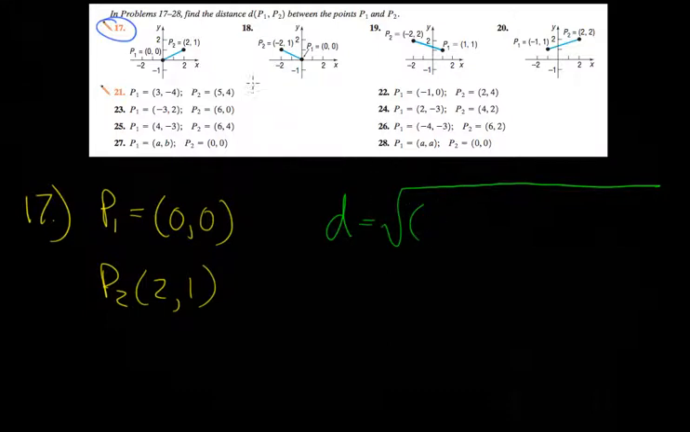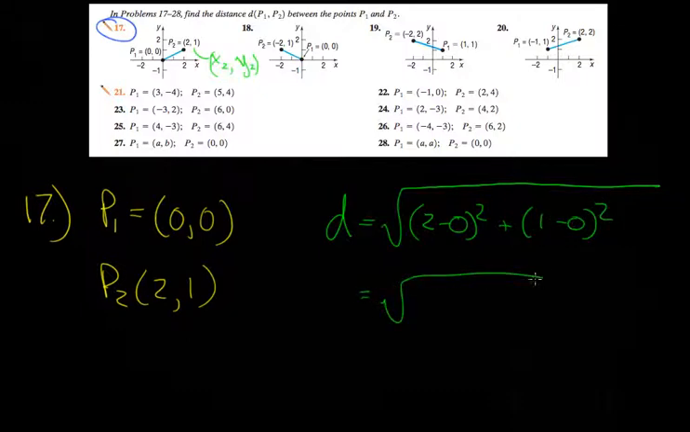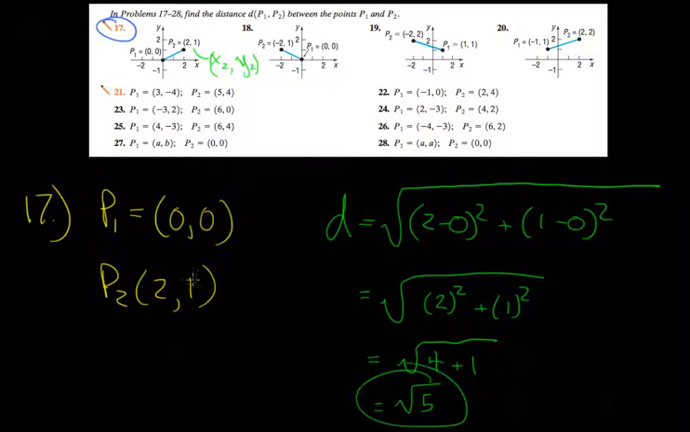So x2 minus x1, we'll just say this is all x2, y2. We'll do that first. So 2 minus 0 squared plus 1 minus 0 squared. See how easy this is going to be? Square root, it's just 2 squared plus 1 squared, which is 2 squared is 4, 1 squared is 1, plus 1. So the distance between these 2 points is square root 5.